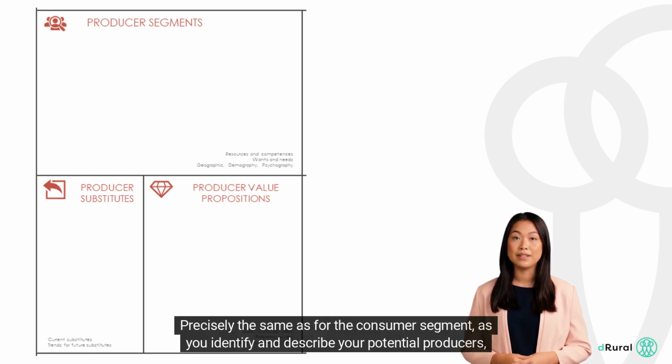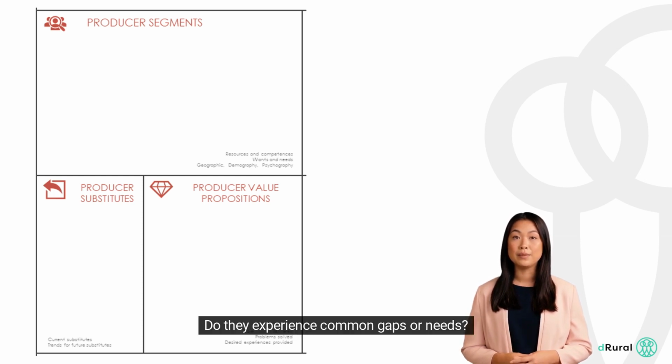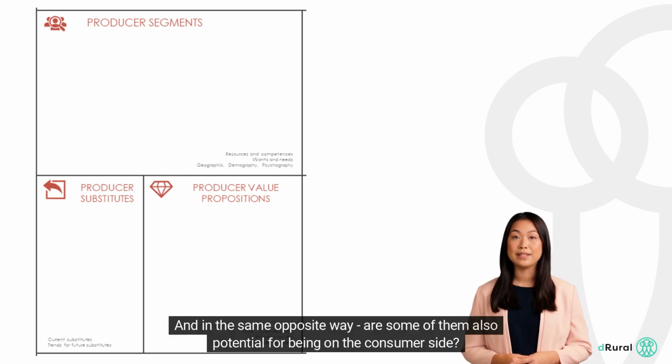Precisely the same as for the consumer segment, as you identify and describe your potential producers, can you identify relations or connections between them? Do they experience common gaps or needs? Can you perhaps group them together? And in the same opposite way, are some of them also potential for being on the consumer side?